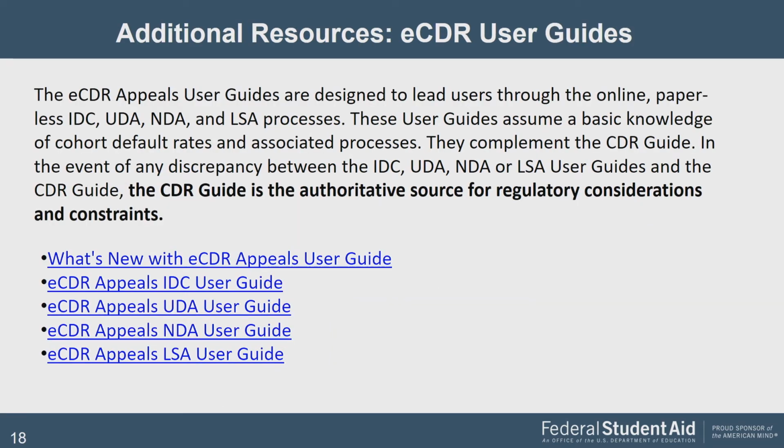Additional resources for the eCDR guide. You'll find information here as to what's new with the appeals user guide, as it's updated every year before the rates are released. You'll find key information as far as the eCDR appeals system for what can be submitted for the IDC, UDA, NDA, and LSA. And the ones that you see listed here are the only ones that you can submit through the eCDR appeals system. All the other appeals are deemed as paper, so you would need to submit them and make sure that they are date stamped in order to be received and processed accurately.